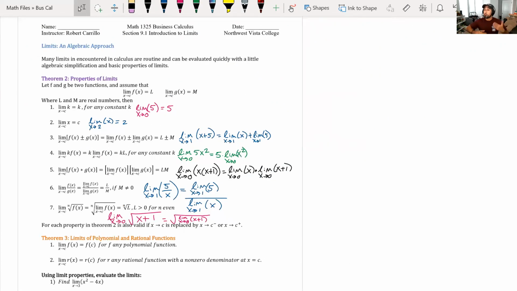And that's how those properties work, which means we can now apply them to the next problems.